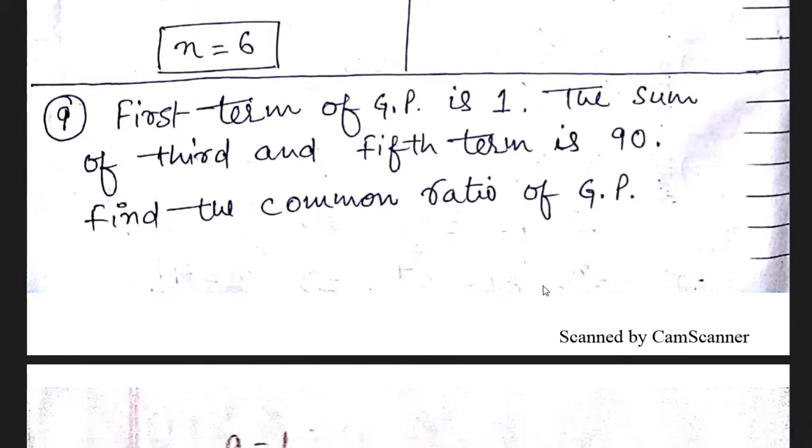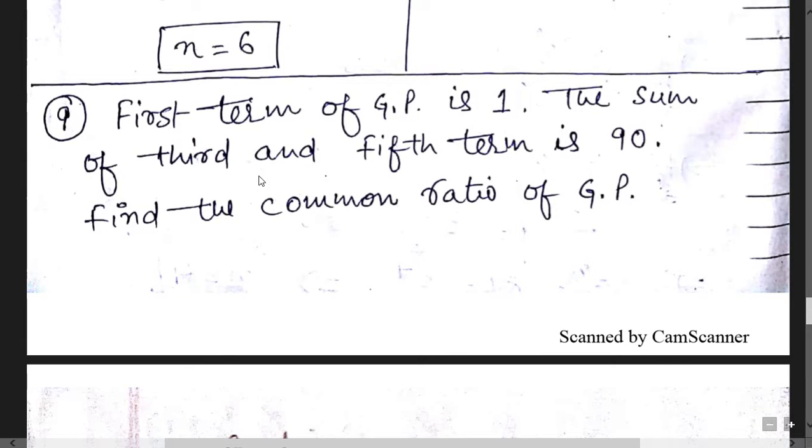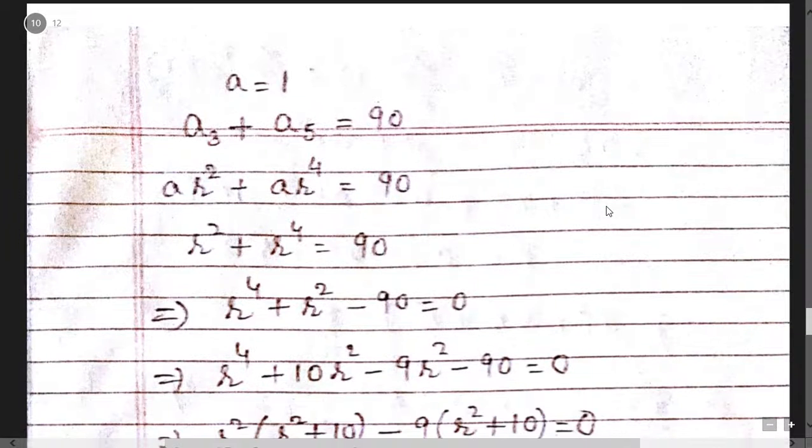The next statement is: the first term of the GP is 1. The sum of the third and fifth term is 90. Find the common ratio. First term is 1 and the sum of third term a3 plus a5 is 90. It means ar square plus ar raised to power 4 is 90. The value of a is 1. Therefore, you can write r square plus r raised to power 4 is 90.